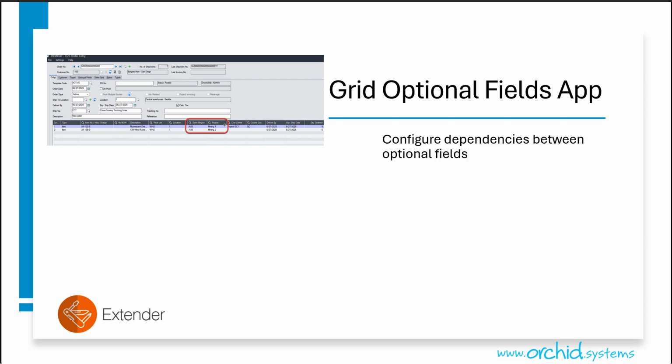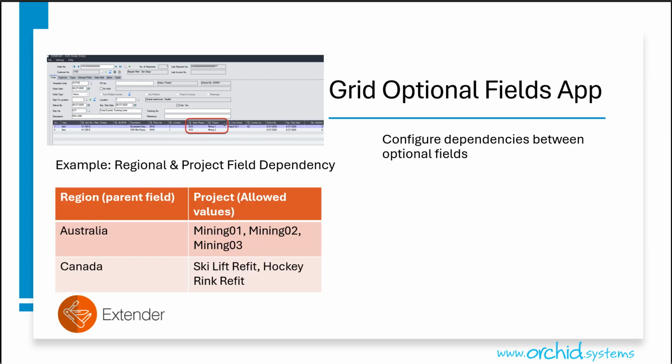In the latest version, you now have the ability to configure dependencies between the optional fields. For example, region and project. So if you have added optional fields for an AP invoice detail line, if the region, also called the parent field, is Australia, then the allowed values for the project can be mining 1, mining 2, mining 3. But if the region, the parent optional field, is Canada, the projects allowed will be different: ski lift refit, hockey rink refit. You can also use this for location and department, and you can have more than 2.